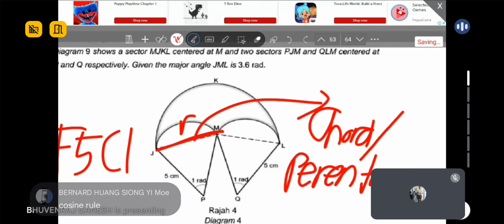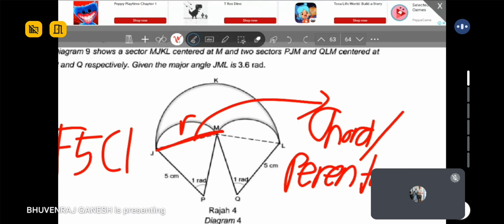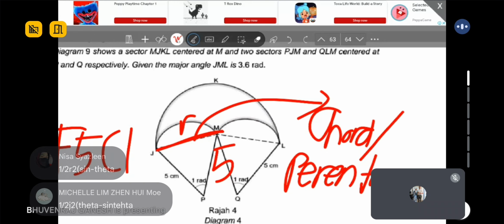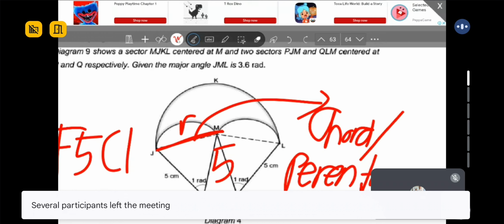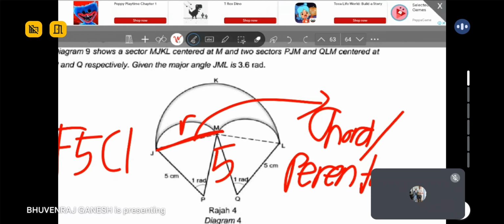Okay, cosine rule also can, but there is a specific formula for chord. Siapa tahu rumus tu? Semua tak tahu ke rumus perentas? Guys, that one is for area. That one is to find area of segment. Kamu akan guna rumus tu. Now we want to find length, panjang. It's two different things.